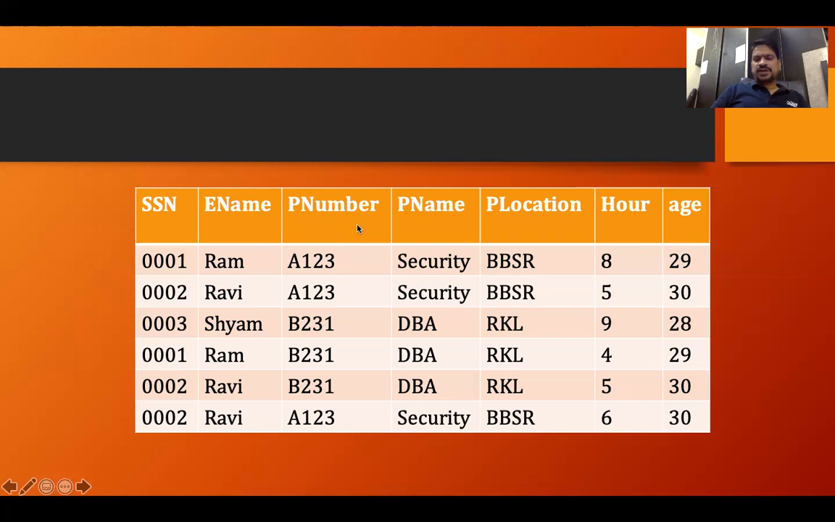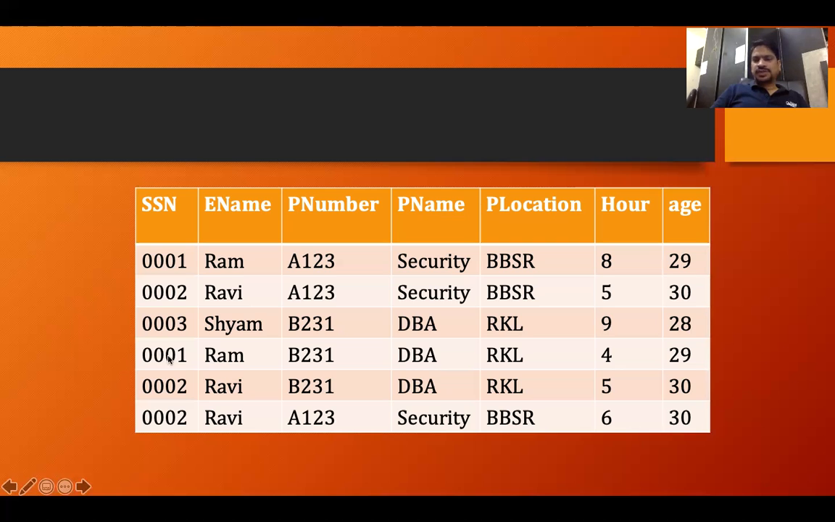Can we say project number determines project name? Project number is A123, name is security. Again at time T2, project number is 123 and the project name is security. Here the project name is B231, here the project name is DBA. Again, project number is 231 and the project name is DBA. Again, project 123 has come and the project name is security. In that way, you can say that project number determines project name.